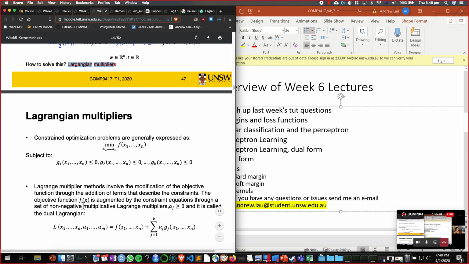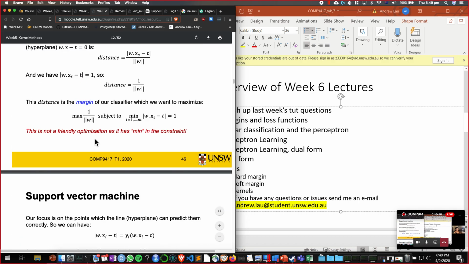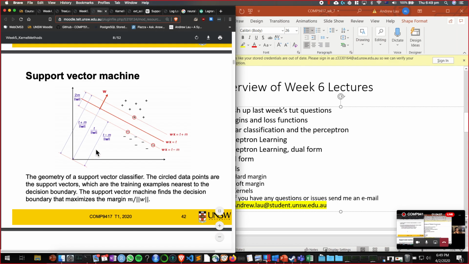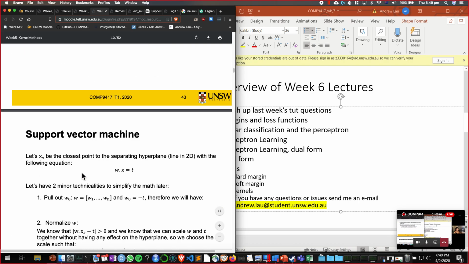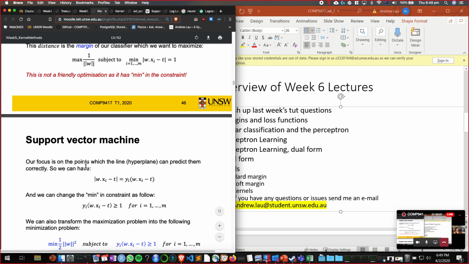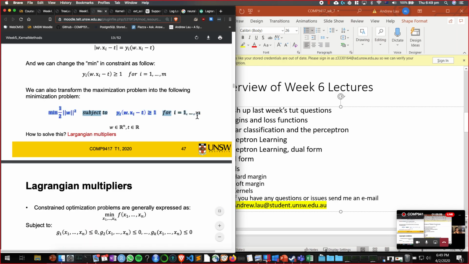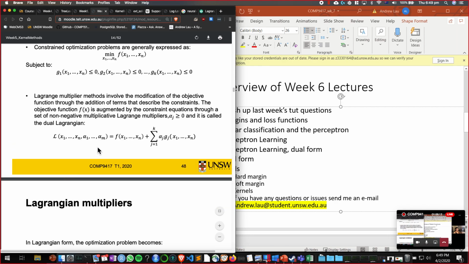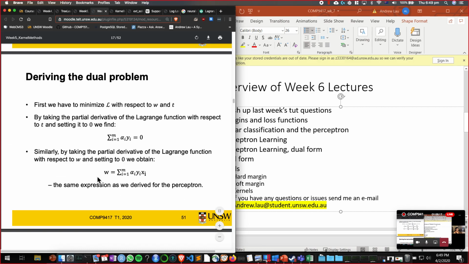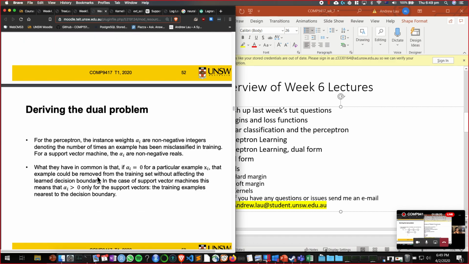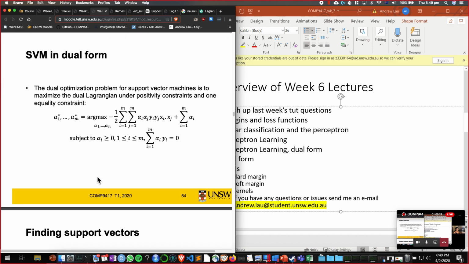Anyways, we start off with our problem, which was effectively that we want to find the best W and T such that we maximize the margin. Using some geometric results, we can turn it into this. This is hard to solve, so we use the Lagrangian to convert it, deriving the final form. Yes, then we end up with this here.